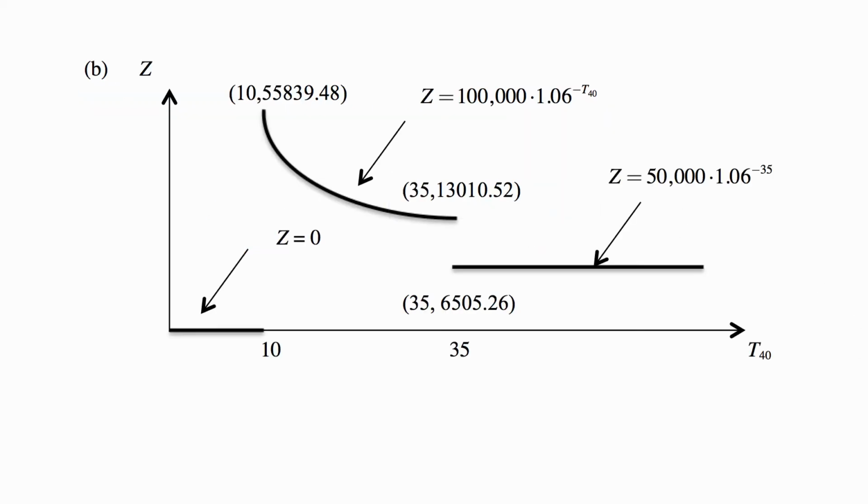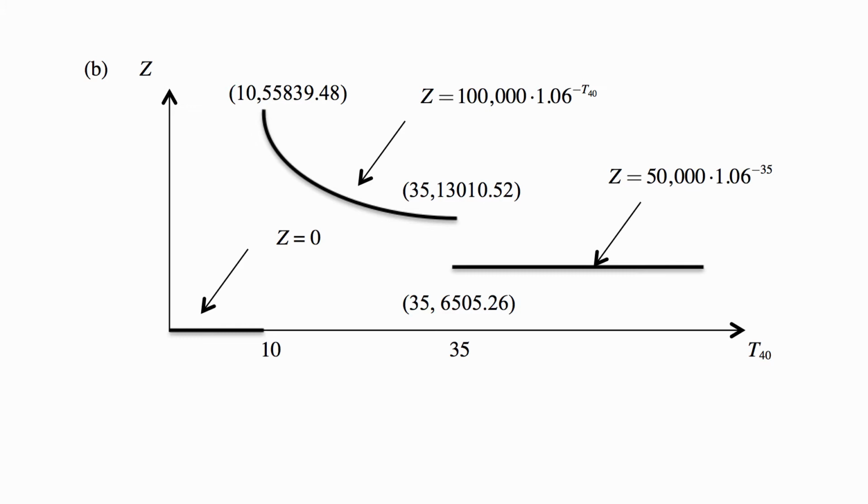And here's Part B, the graph of this present value of benefit, and it's 0 for future lifespan being between 0 and 10. So you see that part where Z is equal to 0. Then Z is equal to 100,000 times 1.06 to the minus T40. That's the downward sloping curve in the middle part between 10 and 35. And I note the points that are at the two end points of that curve because they may be useful.